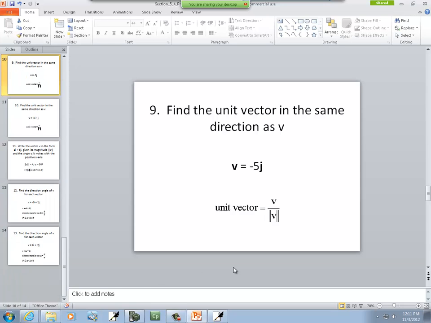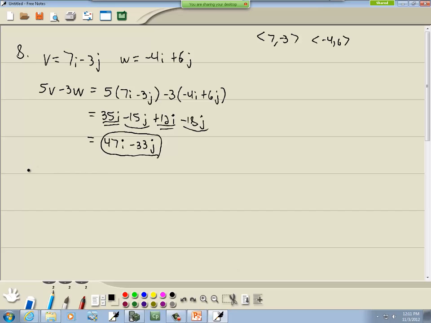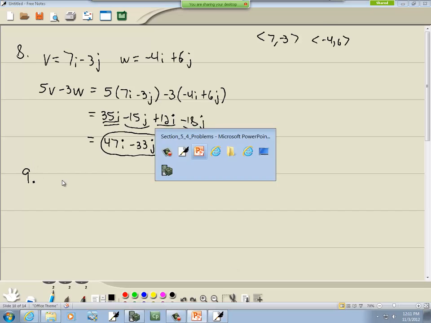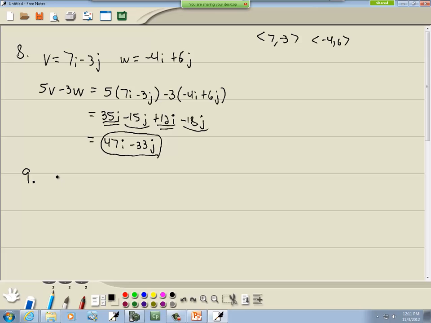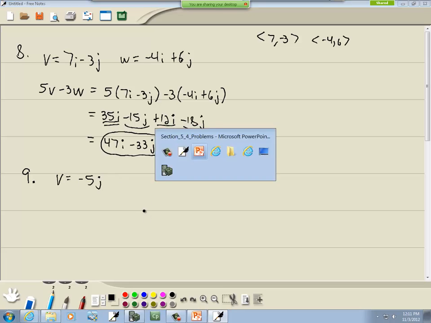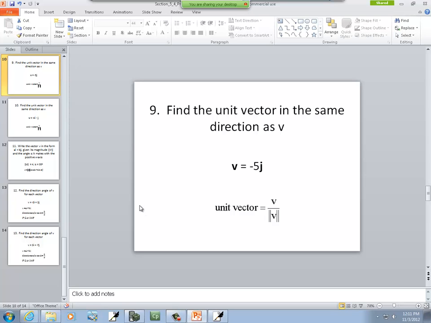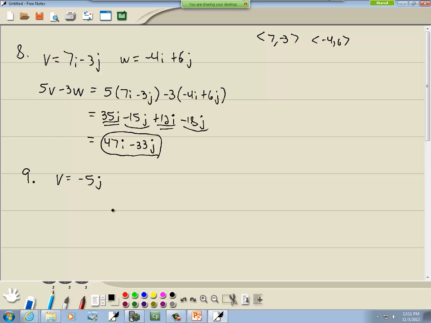Okay, let's look at this one. Number 9, we have v is equal to negative 5j. And it says find a unit vector in the same direction as v. Our formula is u, let's say u for our unit vector, is equal to v over the magnitude of v.